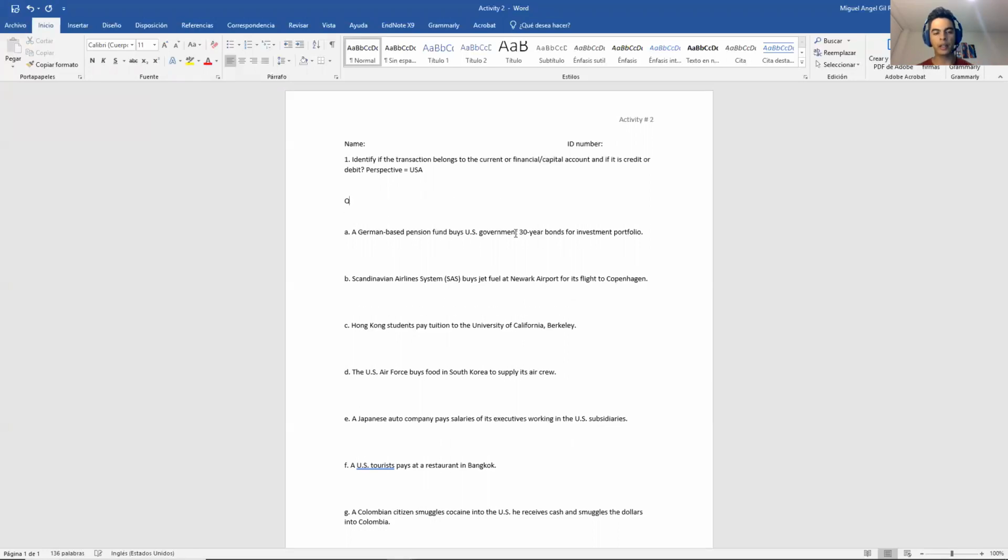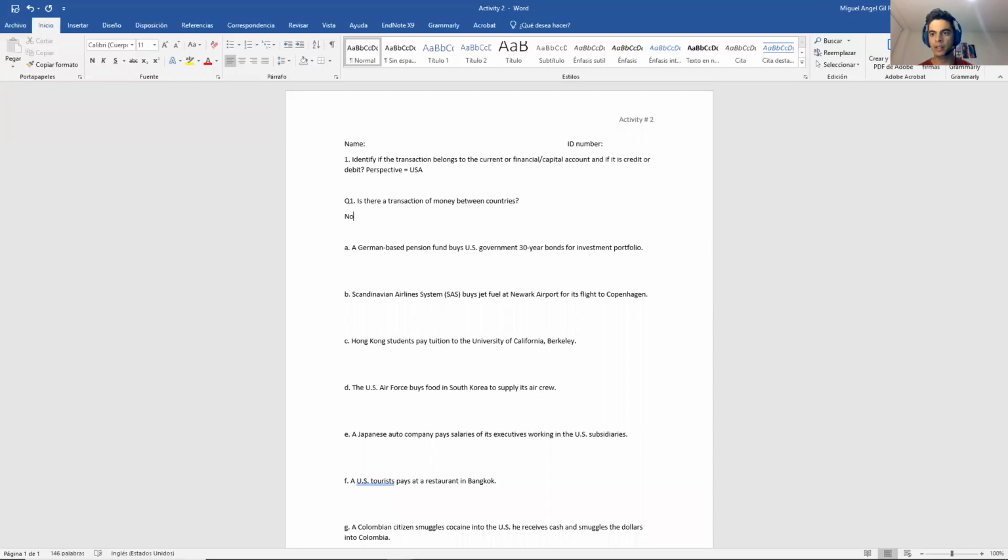You need to ask at least these three questions and this will help you a lot. So question number one: is there a transaction of money between countries? And remember, it's about money. If there is no transaction of money, you reply no, and that means that you will answer nothing happens, or it doesn't affect the balance of payments of the US. So if that's the case, you just reply like that.